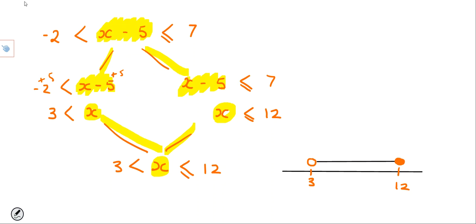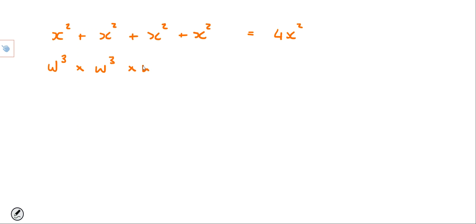Moving on from inequalities, I just want to check a few things with you. x squared plus x squared plus x squared plus x squared simplifies to 4x squared. Good. W cubed times w cubed times w cubed is w to the power of 9. Well done. What about this one?